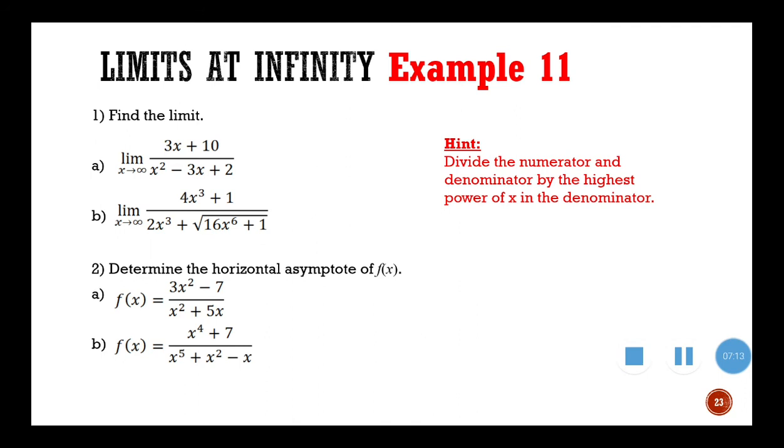So let's look at example 11. Okay, to solve the equation here, for example 11a, divide the numerator and denominator by the highest power of x in the denominator. So the highest power of x here is x squared. So let's see here. Limit as x approaches infinity, 3x over x squared minus 3x plus 2.